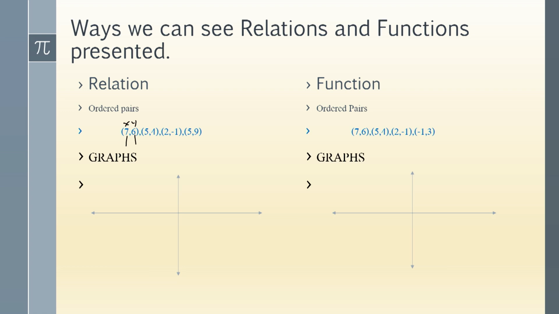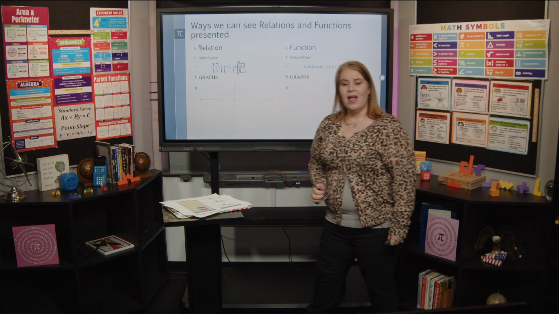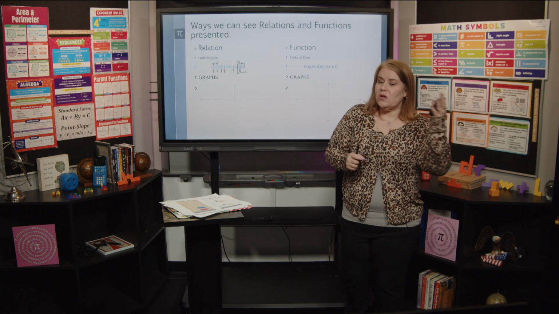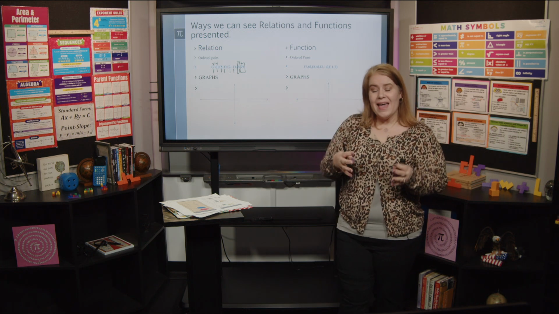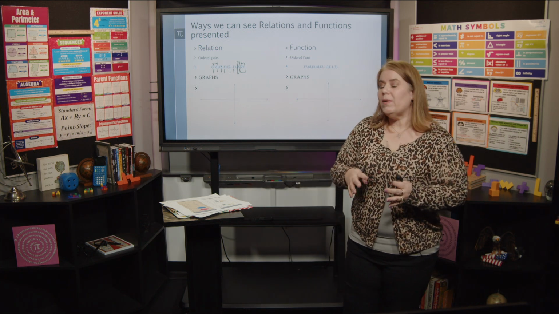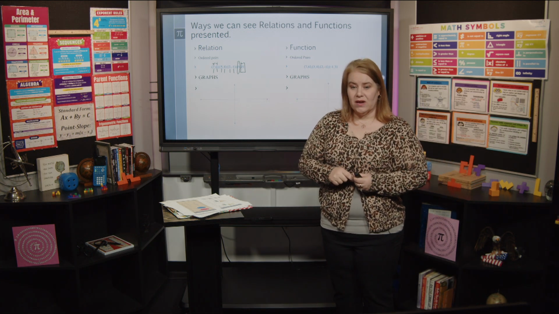I have a 6 as my y. I have a 5 as my x. I have a 4 as my y. I have a 2 as my x. I have a -1 as my y. Uh-oh, I have another 5, but I have a different outcome. This is the difference between relations and functions. I can be a relation, but I don't necessarily have to be a function.